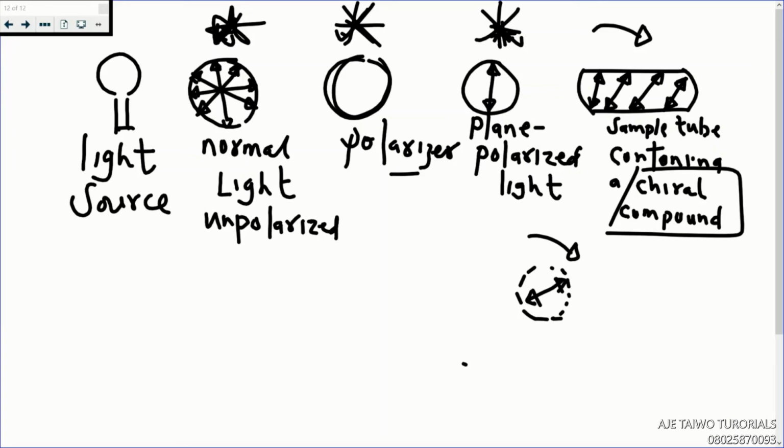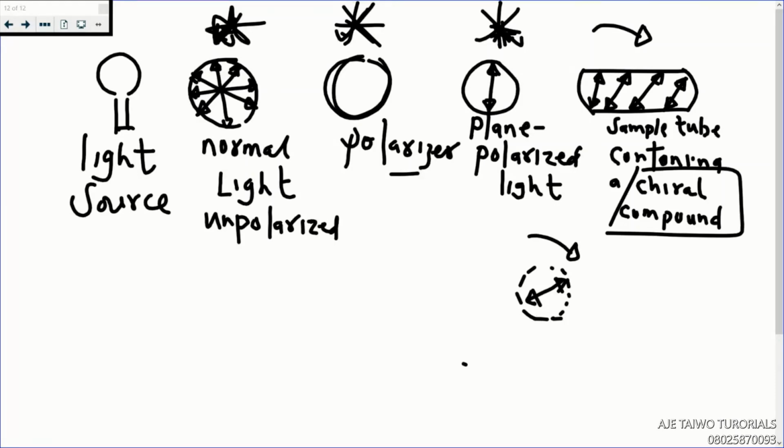That's what it does. Once you are asymmetrical, once you are chiral, once you have a carbon atom which has 4 different groups attached to it, you are going to form enantiomers. Enantiomers are molecules which are non-superimposable mirror images of each other. Their mirror images cannot be superimposed on each other.